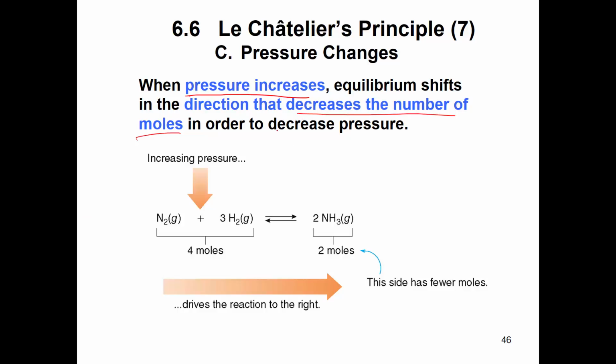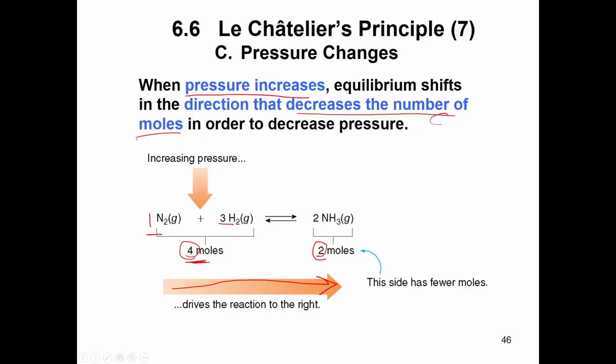What I'm saying is, if you look here, you've got 1 nitrogen and 3 hydrogen, so you've got a total of 4 moles. On your product side, you only have 2 moles, so that's fewer moles. So if you increase pressure, you're going to go towards the one with fewer moles because you want to decrease these when you increase pressure.